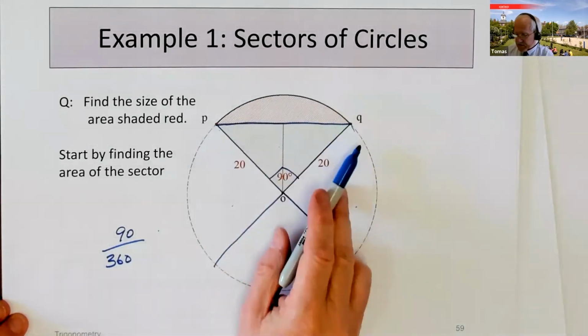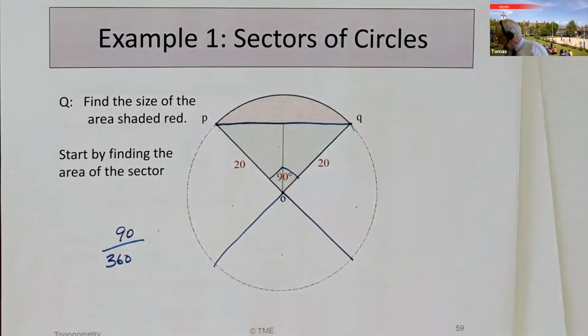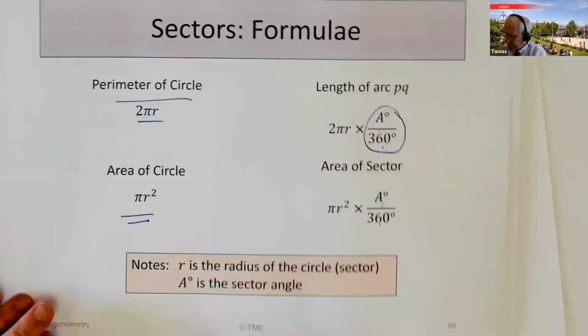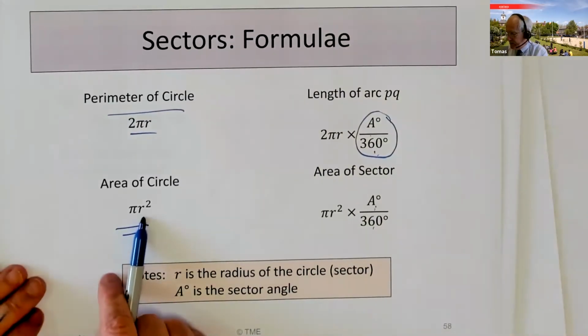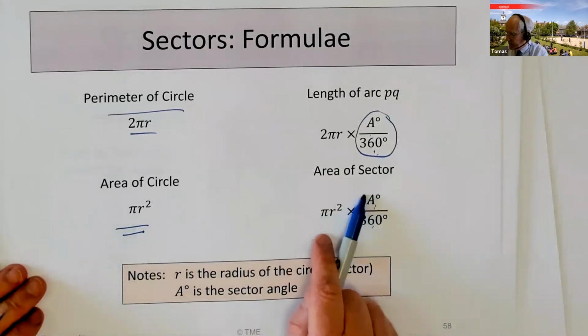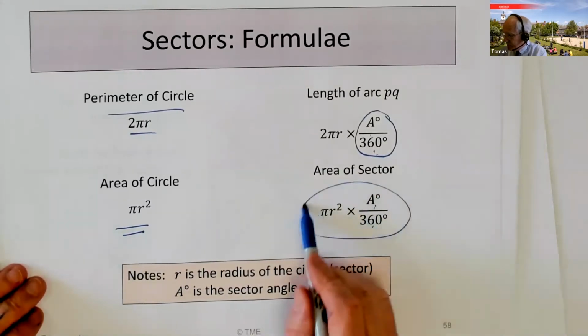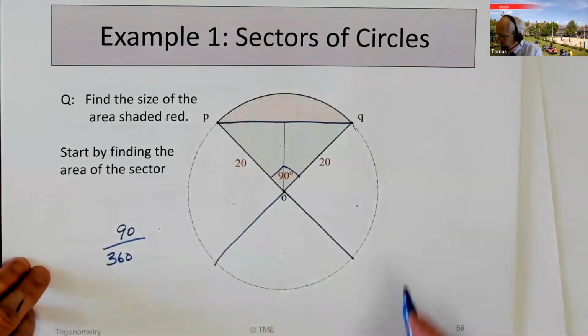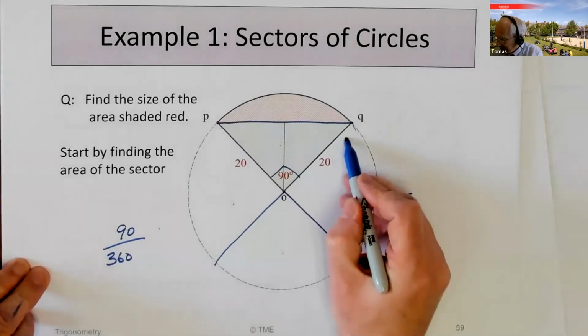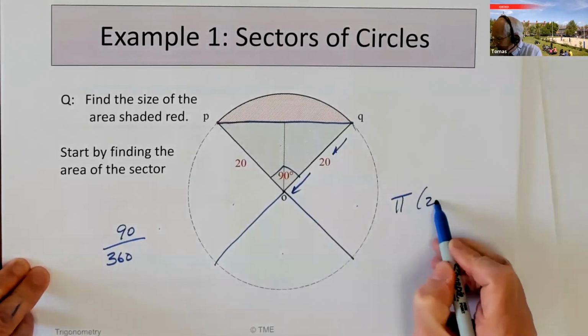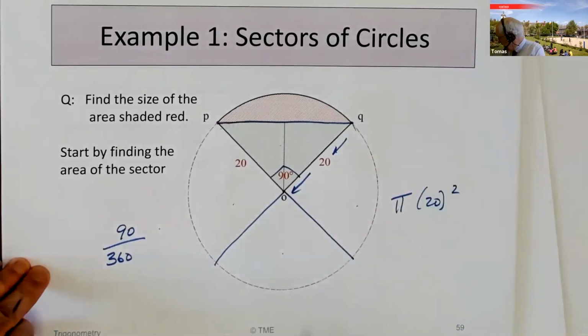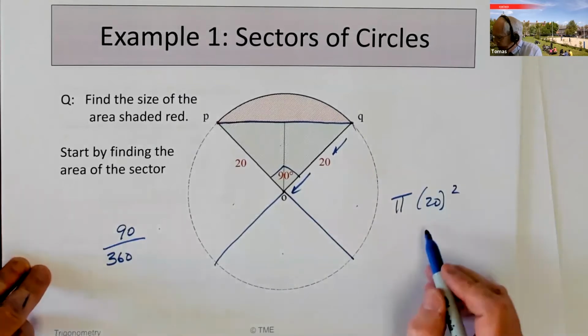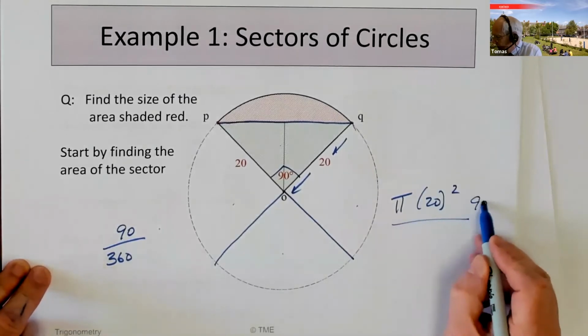So what is the area of the circle? Well, we look at the equations for that. It's in the tables. Pi r squared is the area of the circle. But if it's only 90 over that, that's the area of the sector. So I get pi, where the radius is 20, squared. And then I've got to multiply that by 90 over 360.